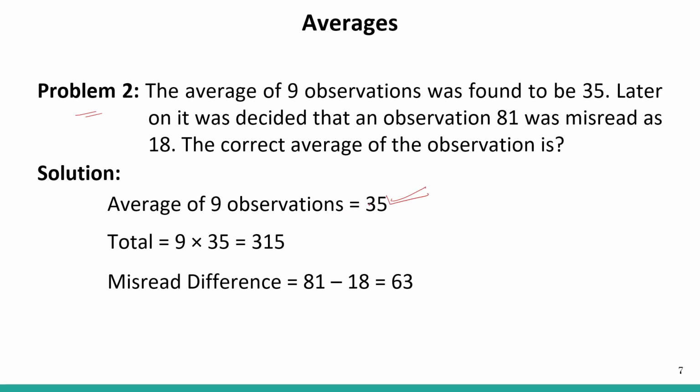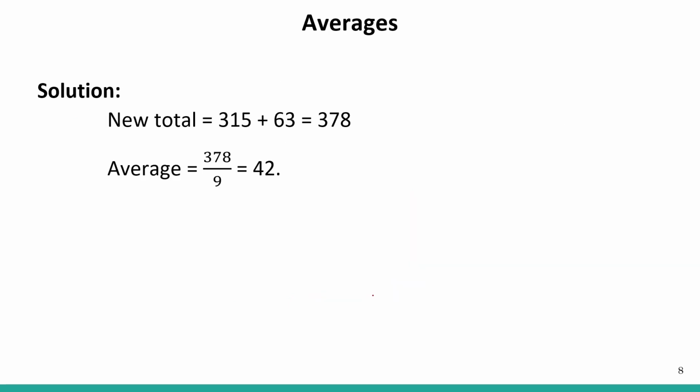The average of 9 observations is equal to 35. So the total, 9 into 35, is equal to 315, the cumulative count. The misread difference was 81 minus 18, which is equal to 63. So the new total is 315 plus 63, which is equal to 378. So the average will be 378 by 9, which is equal to 42.